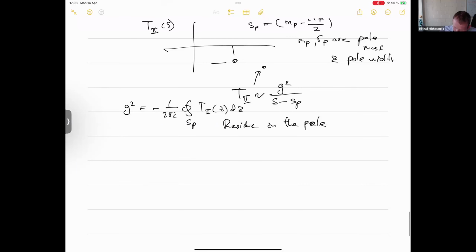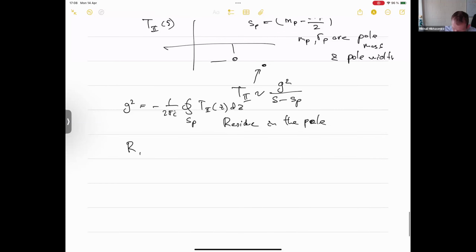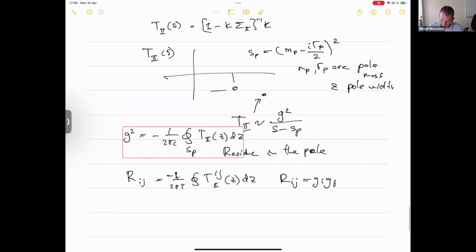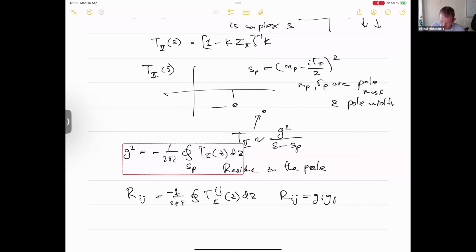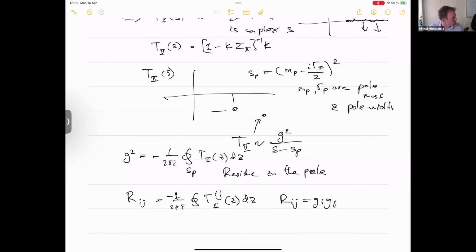In case T is a matrix, the residue is also a matrix that one computes. R_ij is equal to minus 1 over 2 pi i times the integral of T_ij. And this matrix factorizes, which comes from unitarity. The proof of this factorization is non-trivial, but given in a few books, for example, in Gribov, Strong Interaction.